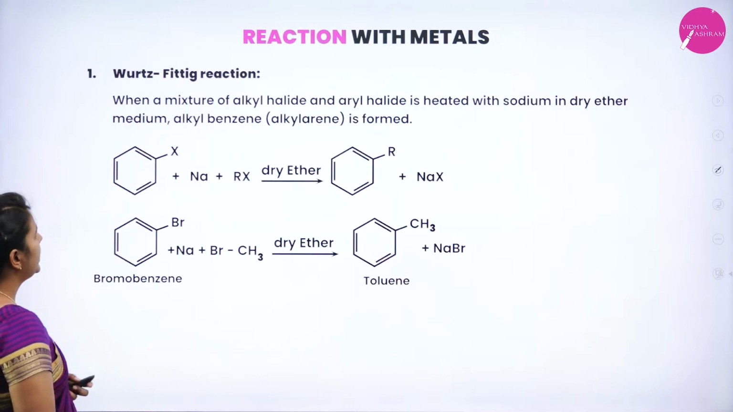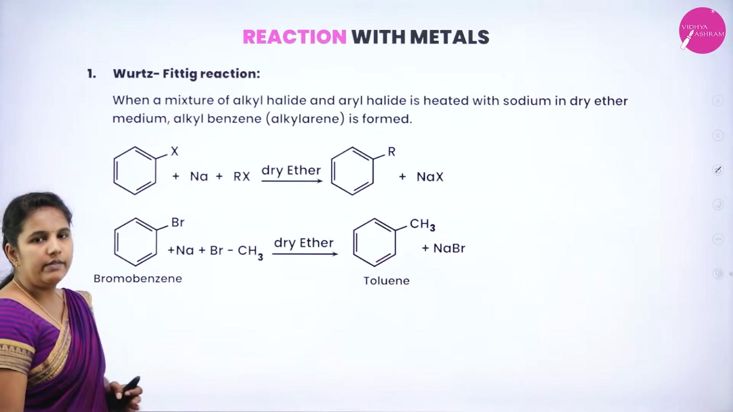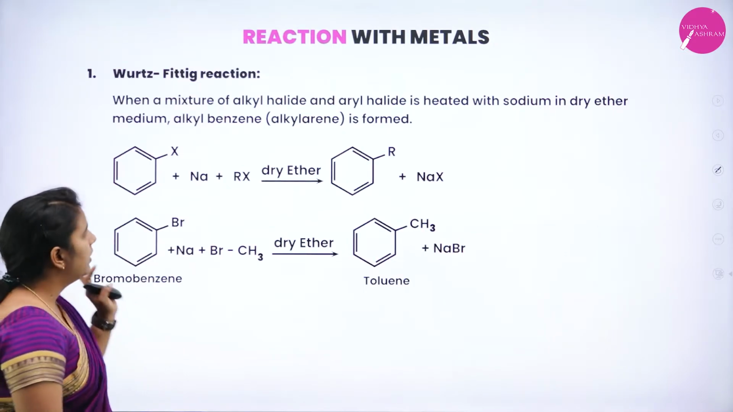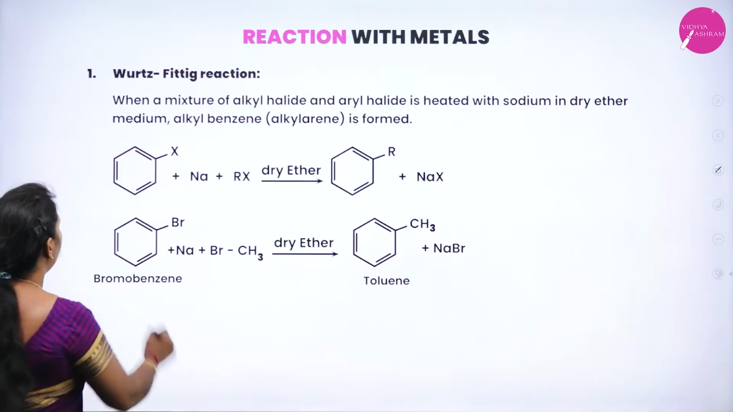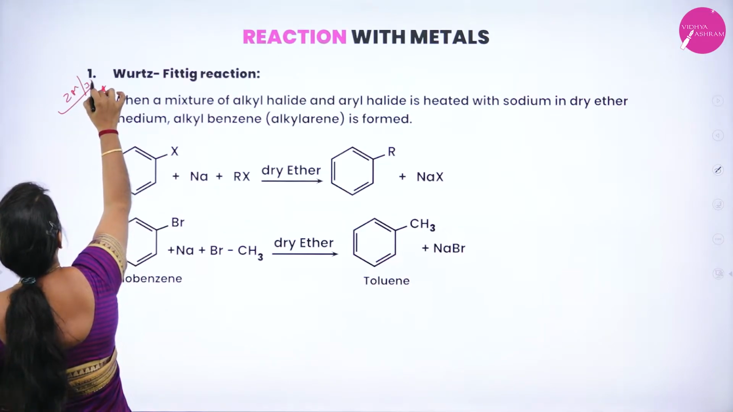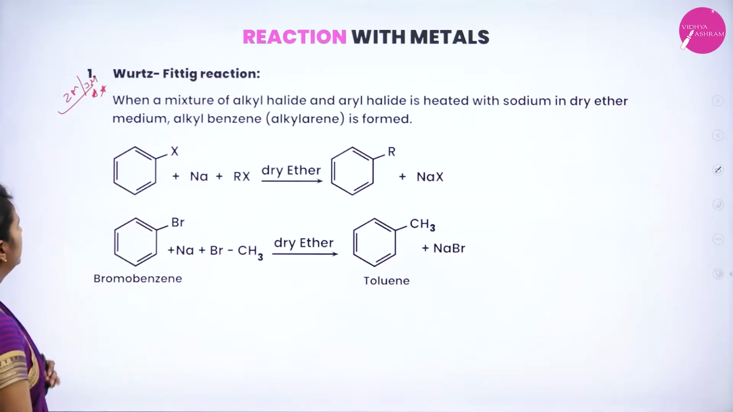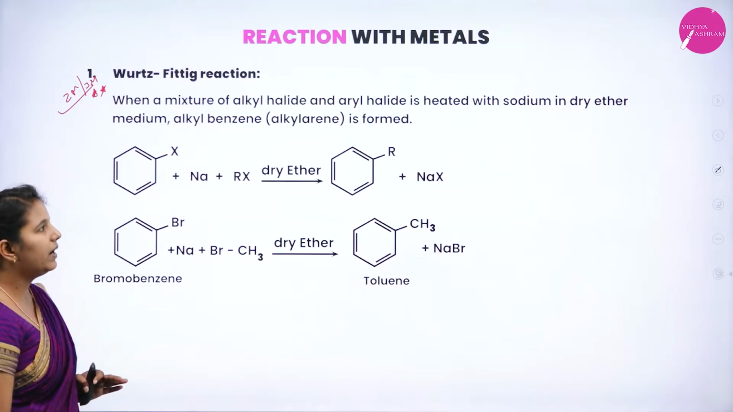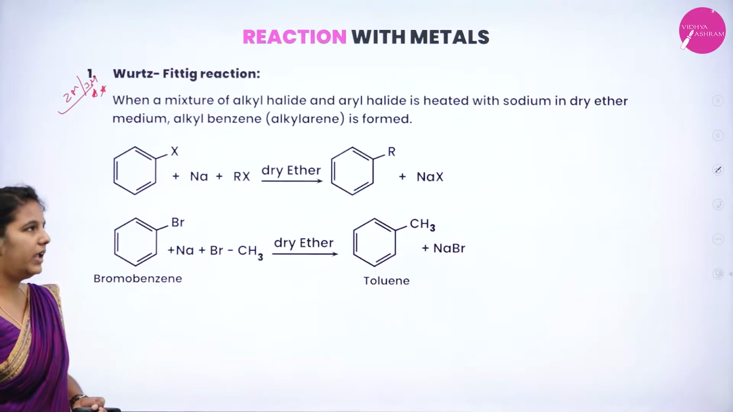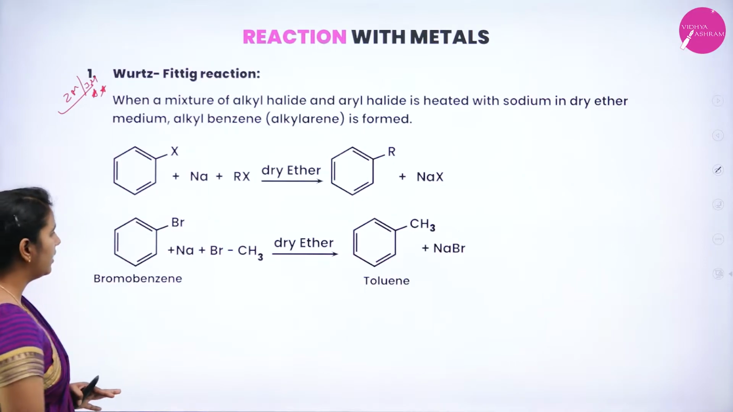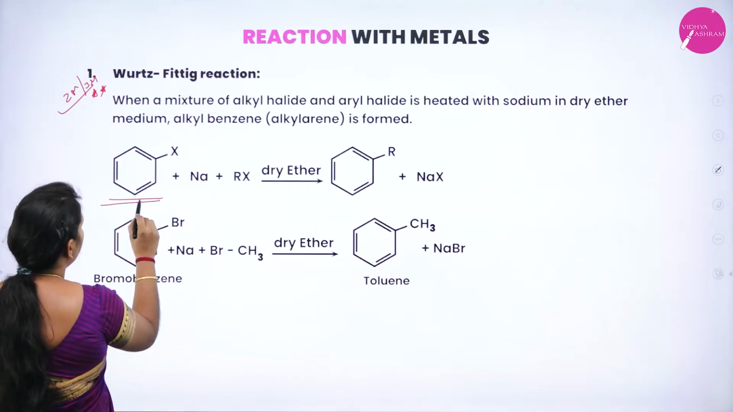Okay. Next, we have the reactions with metals. Let's see how haloarenes can also react with a metal. The first reaction is the Wurtz-Fittig reaction, and from the examination point of view, it is very important and it can be asked for 2 to 3 marks. When a mixture of alkyl halide and aryl halide is heated with sodium metal in the presence of dry ether, you will get an alkyl arene, or you can say an alkyl substituted benzene ring. So, you can see that we have taken what?